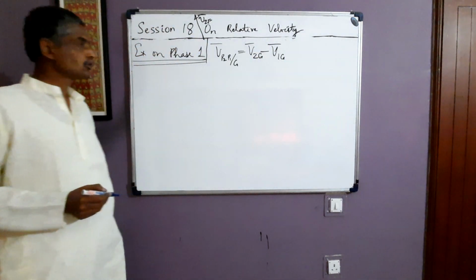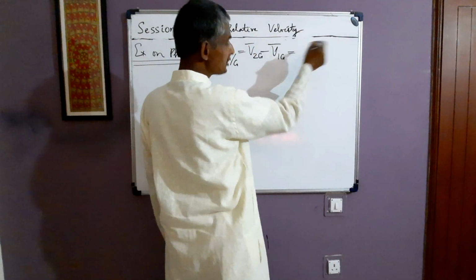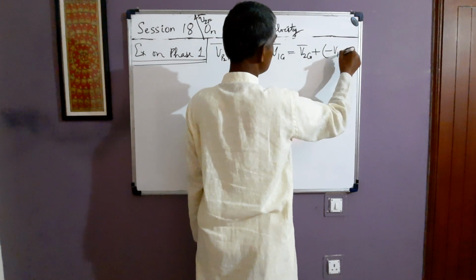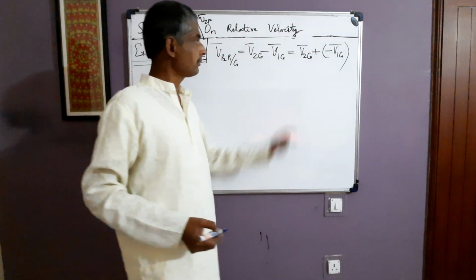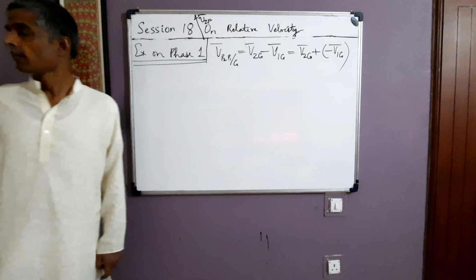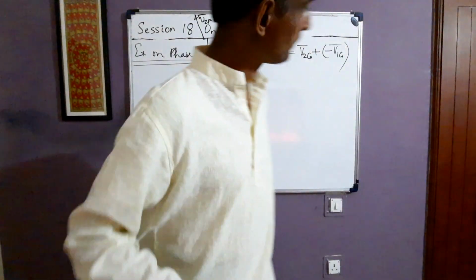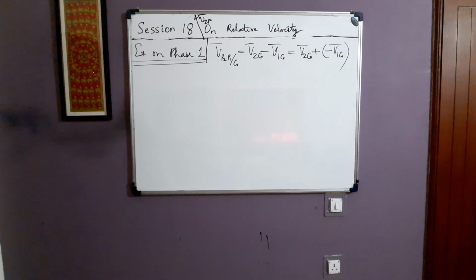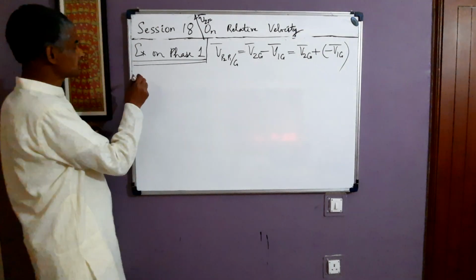Fine. V P2 P1 slash G will be written as V2G minus V1G. And this I mentioned just now. V2G plus reverse of V1G. Alright. Phase 1. Okay. Fine. So now see, we take up some examples.